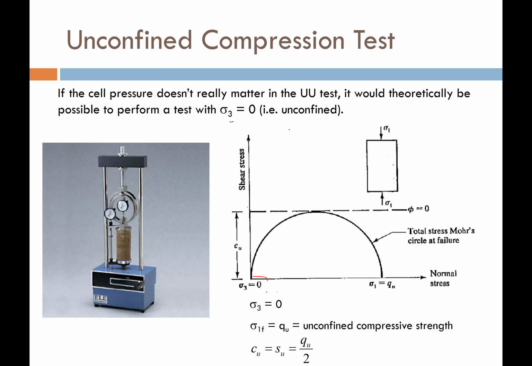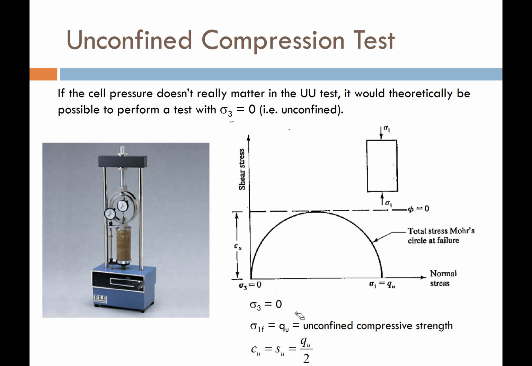So if the initial cell pressure is 0, that just means that there's nothing confining our soil sample. It is exposed to open air. So this type of test has its own name. We call it the unconfined compression test. And in the unconfined compression test, because there is no confinement, we say that sigma 1 at the end of the test is what we call the unconfined compressive strength. It has its own term or its own name. We call it Q sub U.